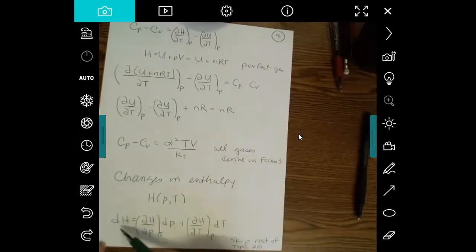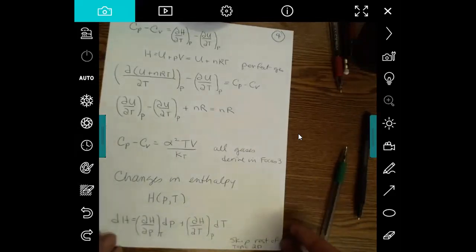as we go on. So you could write the total change in enthalpy is equal to how it changes with pressure. So the proportionality constant, the partial derivative, times how much pressure changes, plus how it changes with temperature. And so that looks exactly the same as our total differential for internal energy, except we've written enthalpy as a function of P and T.